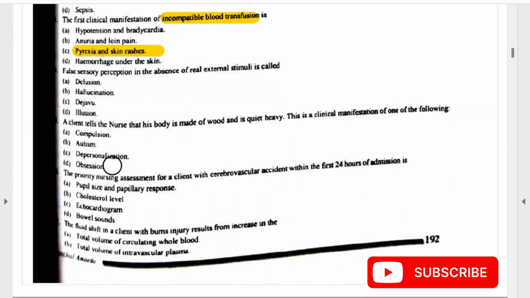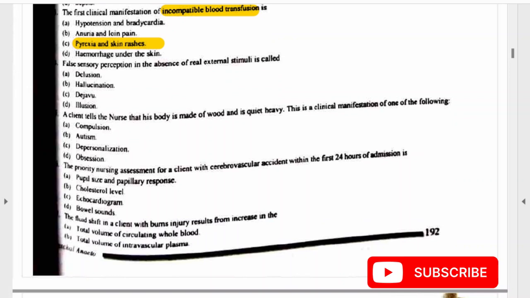It says false sensory perception in the absence of real external stimuli is called what? Please, what do you think is the answer here? The answer is hallucination. So why is it hallucination? Hallucination is actually a sensory experience that seems real but is created by the mind in the absence of an external stimulus. Delusion can't be the correct answer because delusion is a false belief. Deja vu, I think, is just a misinterpretation of real external stimulus. So hallucination is the right answer.